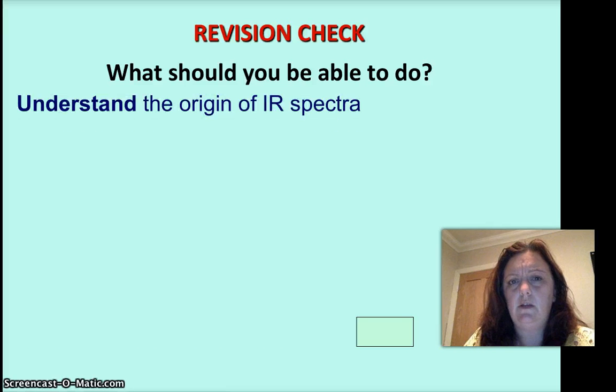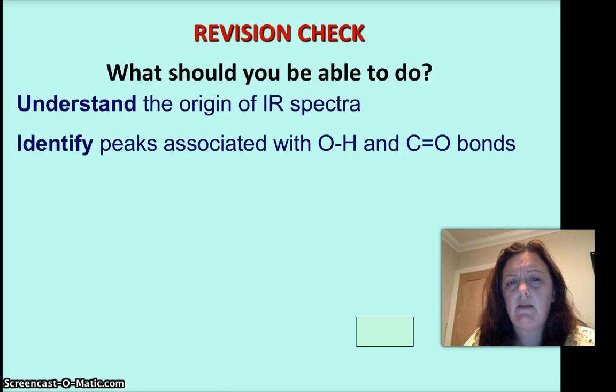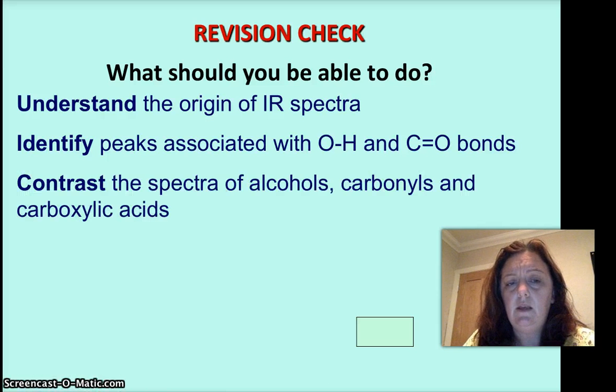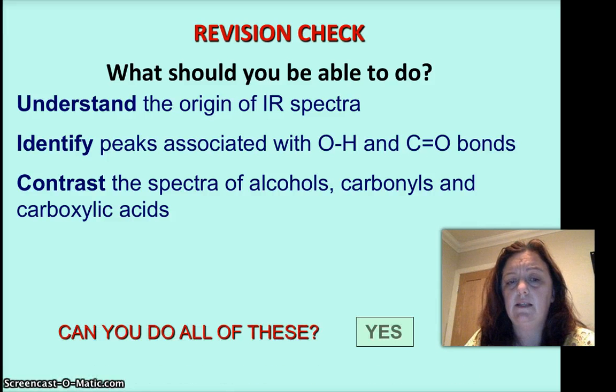So what should you be able to do? You need to understand where the infrared spectra have come from, the fact that bonds are vibrating at a particular frequency and they may well then absorb infrared radiation at the same frequency when exposed to it. It can identify particular functional groups such as alcohols, the OH, carbonyls, C double bond O, and you need to be able to contrast the three specific spectra of alcohols, carbonyls and carboxylic acids. Can you do those? Can you do all three of those?